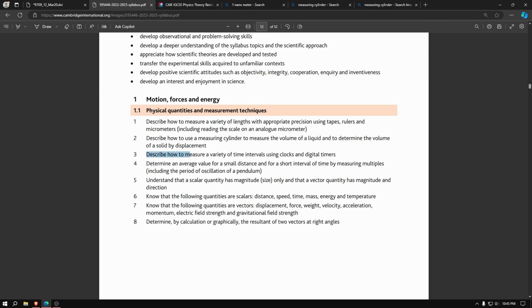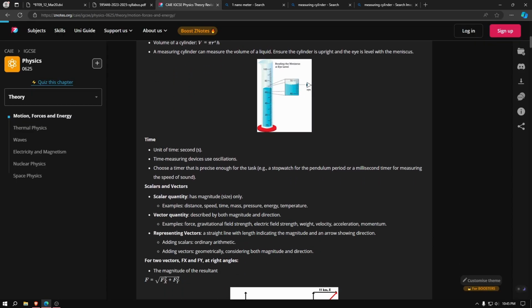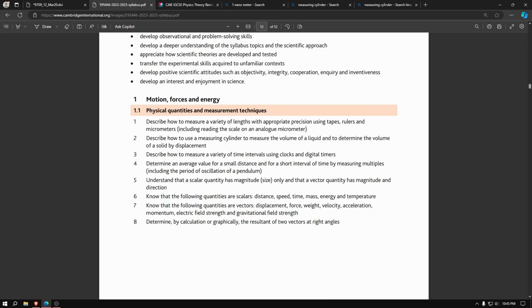And next one, part 3, describe how to measure a variety of time intervals using clocks and digital timers. Clocks and digital timers, and this one doesn't have much to it. Even in the notes, yeah, there is only this much on it, and it's still pretty easy. How to use clocks and digital timers.